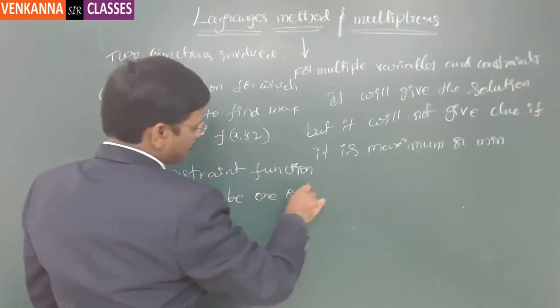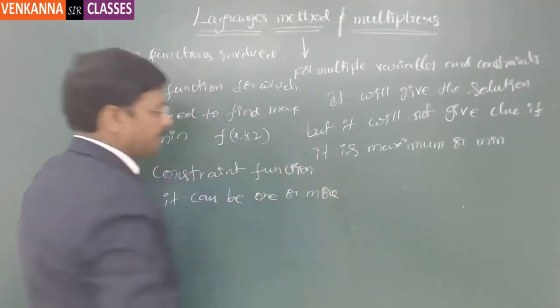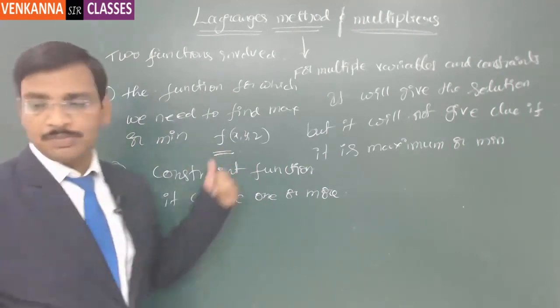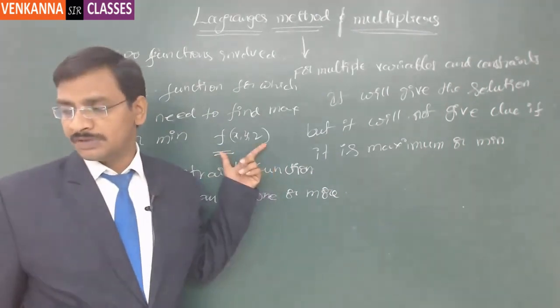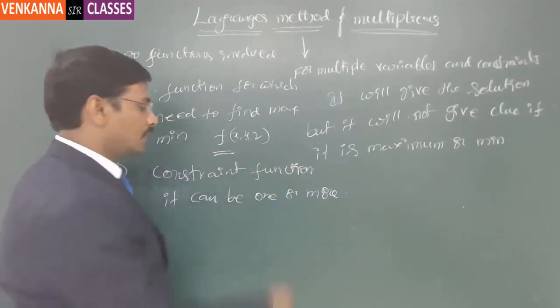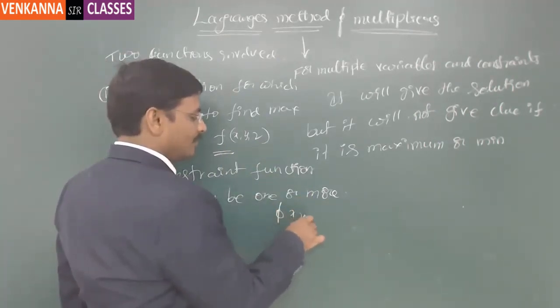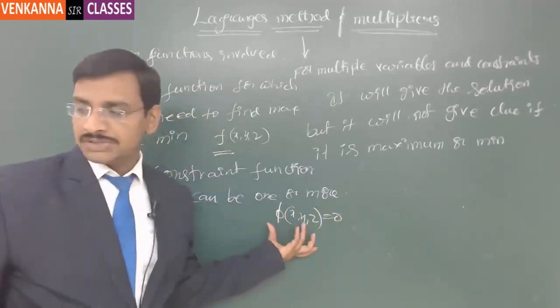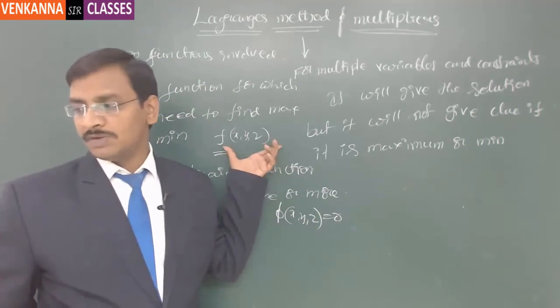Let us say you wanted to find the maximum or minimum point for this particular function f, subjected to a constraint given by phi of x comma y comma z. Then, subjected to this constraint, you need to find the maximum value for this particular one.